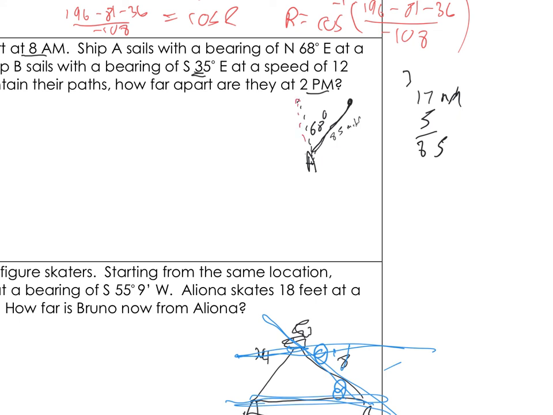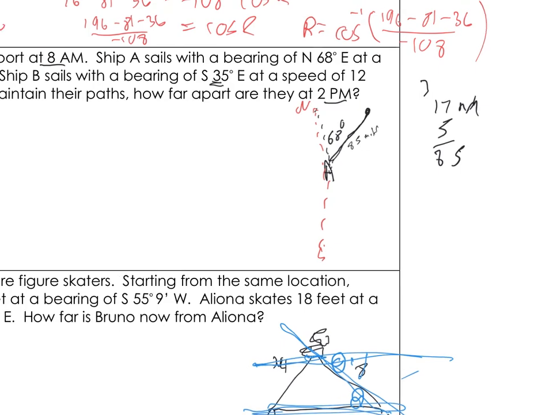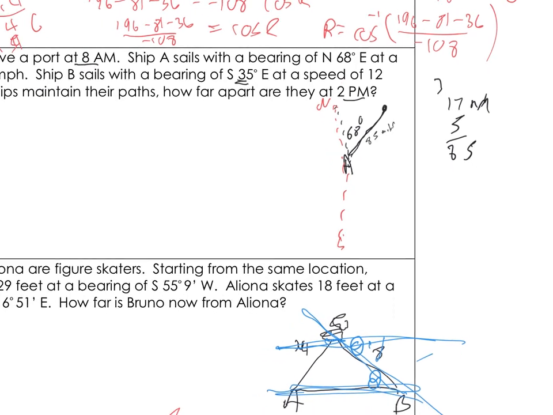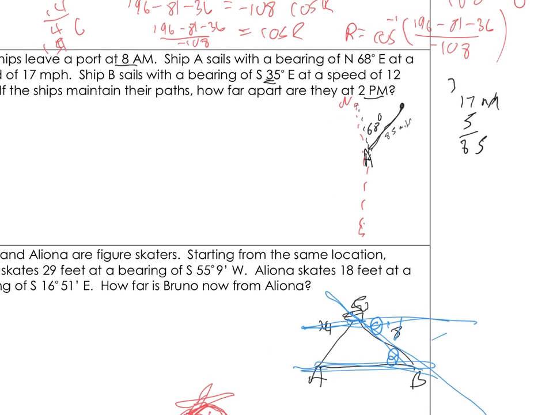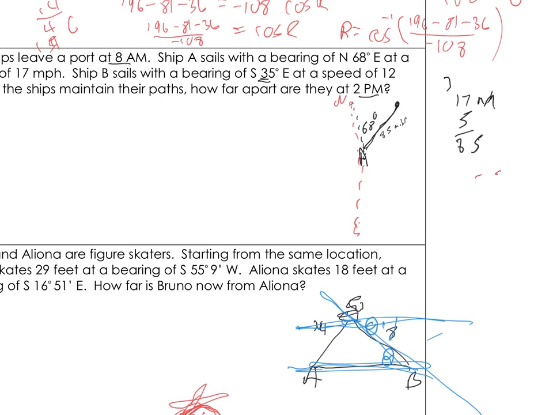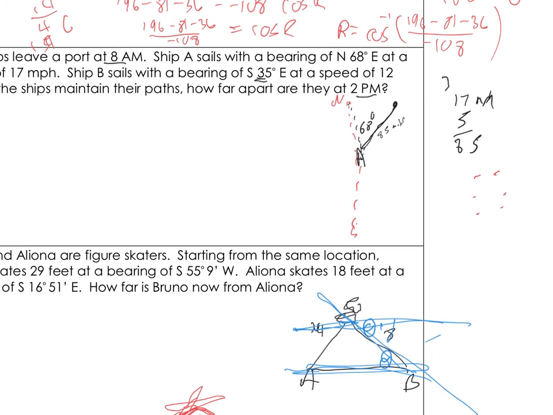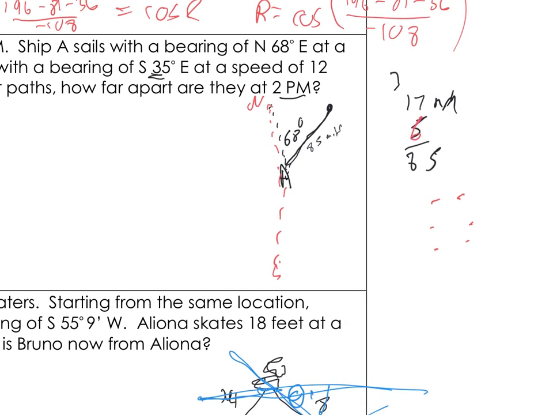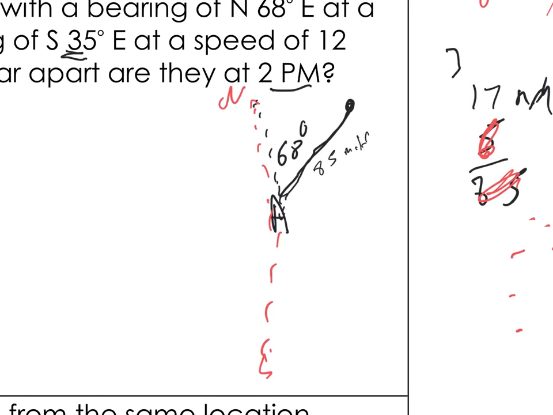Back to my north, south, north, south. Did I do my math right? 8 a.m. to 2 p.m.: 9, 10, 11, 12, 1. It's 6 hours. Sorry, guys. 6 hours. 17 times 6 would be 102 miles. I'm glad I caught it before somebody yells at me. 102 miles.